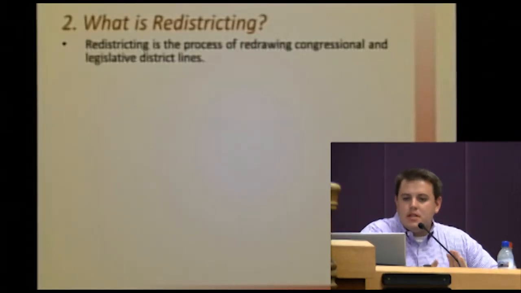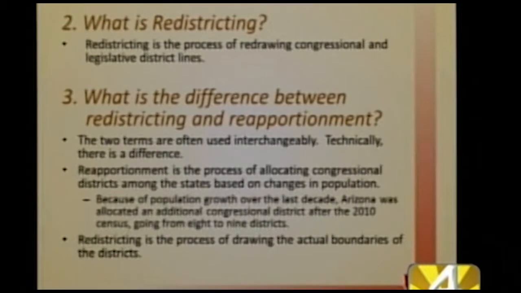Okay, what is redistricting? Simply put, redistricting is the process of redrawing congressional and legislative district lines. The difference between redistricting and reapportionment, while it is slight, there is a technical difference. Reapportionment is the process of allocating congressional districts among the various states based on changes in population. Because of population growth over the past decade, Arizona was allocated an additional congressional district after the 2010 census. Arizona will, in 2012, have a 9th congressional district from the 8 that they used to have. And again, redistricting is the process of establishing the new lines based off of that new reapportionment.